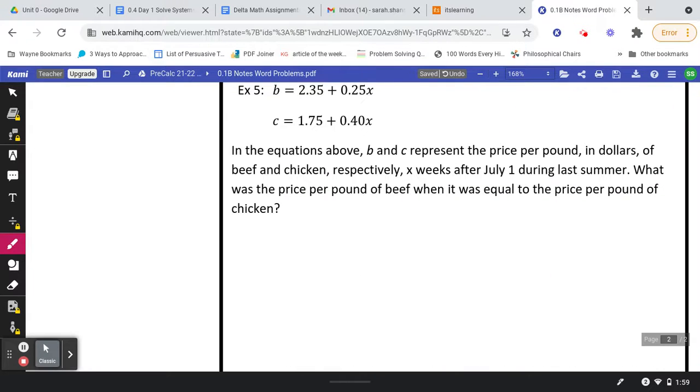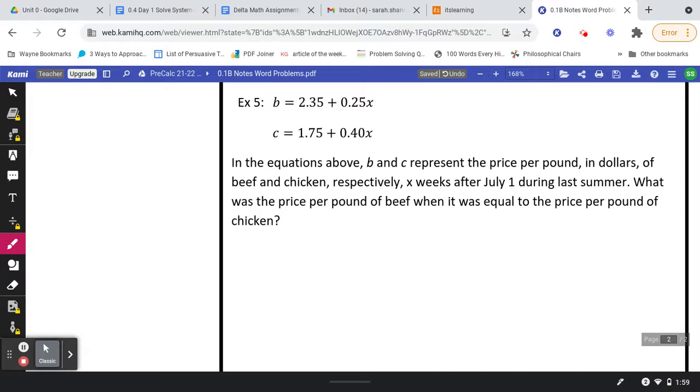For our last one, in the equations above, B and C represent the price per pound in dollars of beef and chicken. So B for beef, C for chicken. And this is happening X weeks after July 1st. So it's almost like we're keeping track of the cost of beef and chicken. What was the price per pound of beef when it was equal to the price per pound of chicken? So I want to know when these two things are equal.